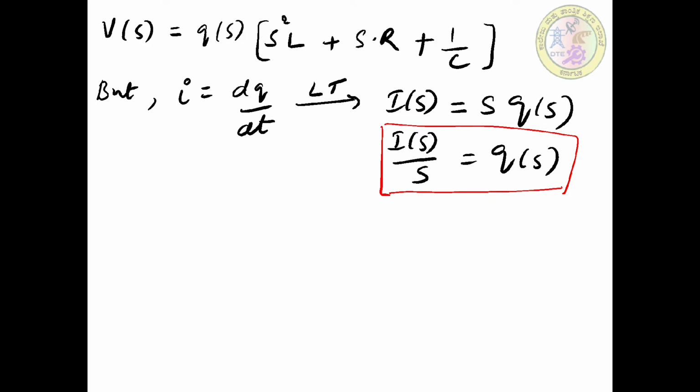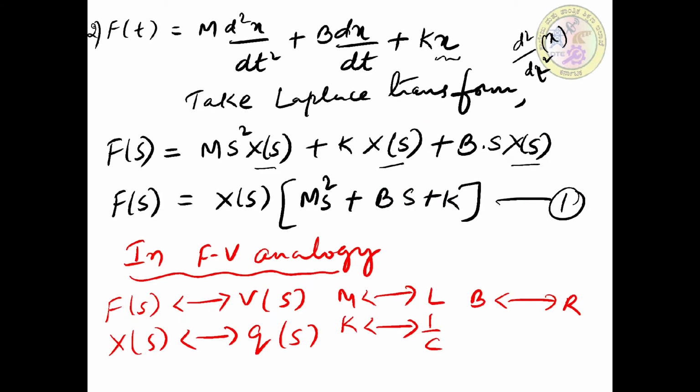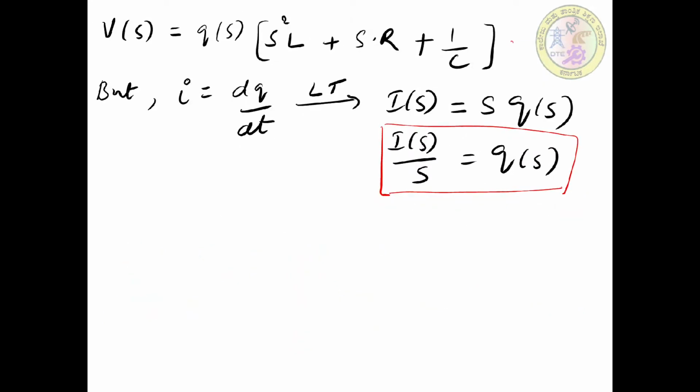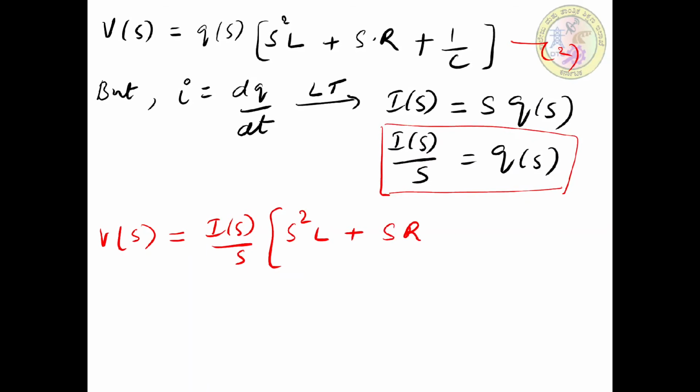This equation can be taken as, we will write some number for this. So take it as equation 2. Okay, so now in equation 2 we will replace all q of s terms by I of s by s. Therefore, rewriting equation 2, we have v of s is equal to I of s by s into s square L plus s into R plus 1 by c.